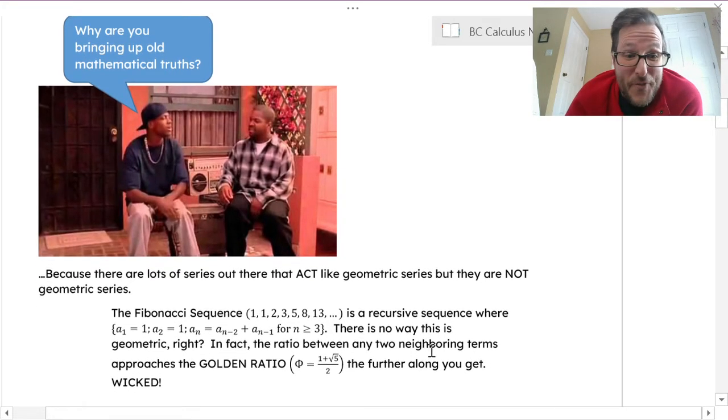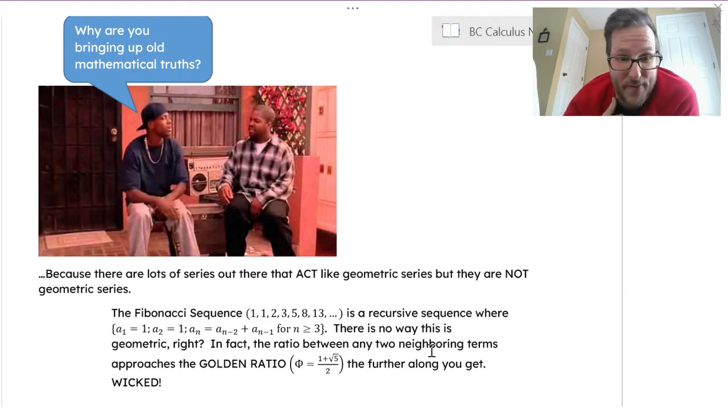Case in point, the Fibonacci sequence. Now, y'all know the Fibonacci sequence. Come on, 1, 1, 2, 3, 5, 8, and so on. Keep adding the two previous numbers to get the next number. This recursive sequence is famous, okay? If you don't know the Fibonacci sequence, what are you doing? Come on now.